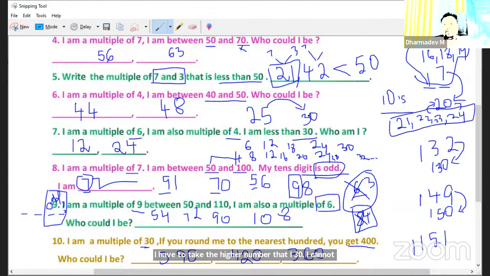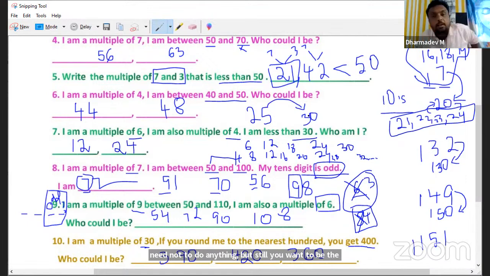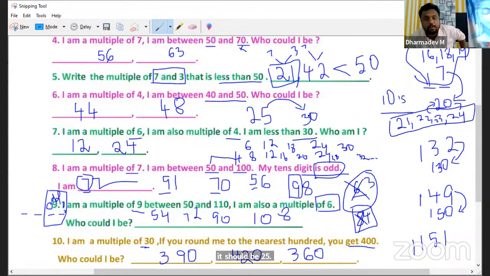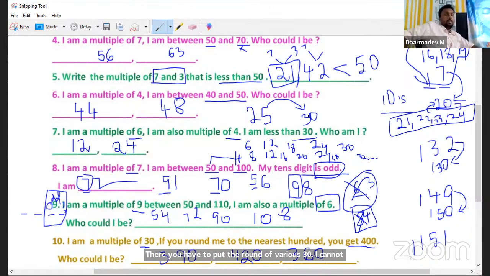But this itself is near to the round off value. You need not do anything, but still you want the number ending with 0. If there is some condition, then it should be 25. You have to put the round off value as 30. I cannot put the round off value as 20. That's the condition. That's the rules. Are you clear with the rule?